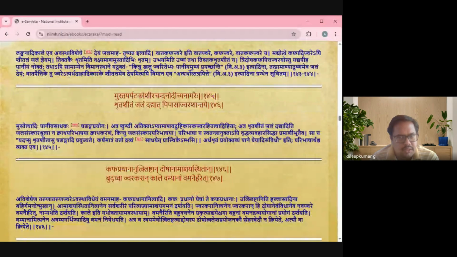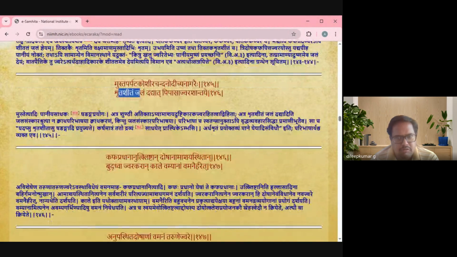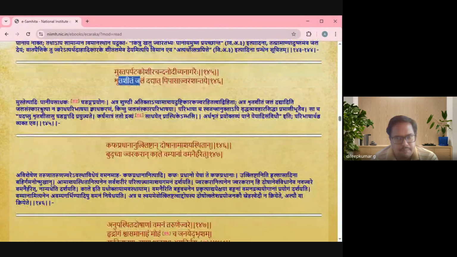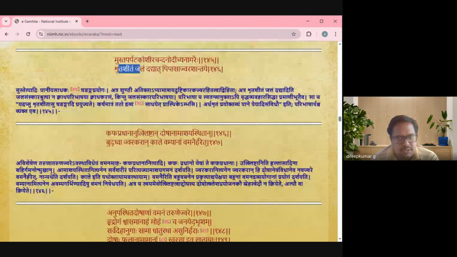Musta, parpataka, ushira, chandana, udichya, nagara. This is nothing but Shadanga Paniya. Shrita sheetam jalam is mentioned. Shrita sheeta jalam is boiled cold water reduced to half. That is called Shrita Sheetam. So that is Shadanga Paniya, useful in Pipasa Jvara.